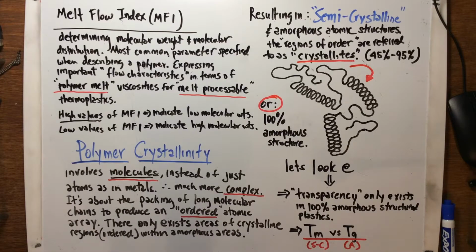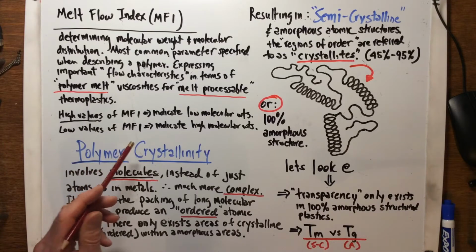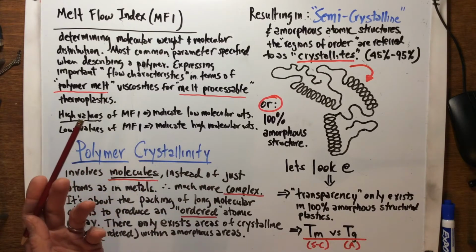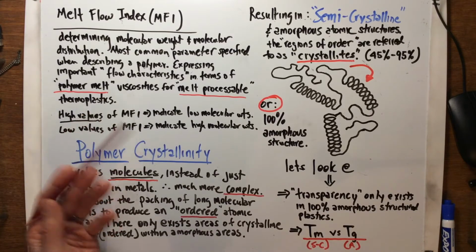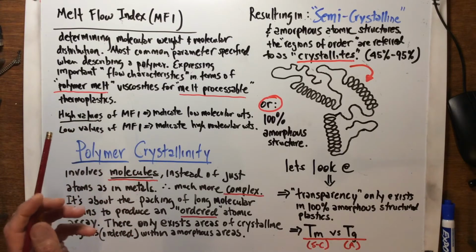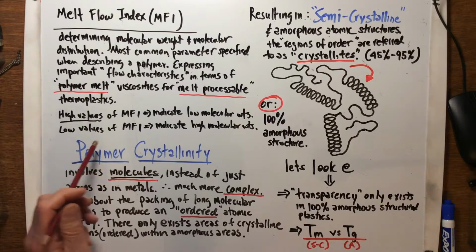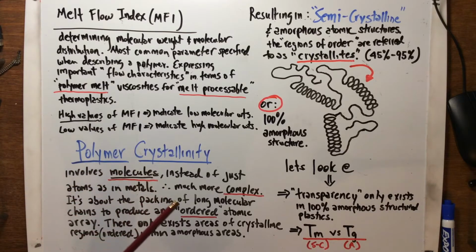And as I said before, when you have high values of that MFI, they indicate low molecular weights, all right, and or a low degree of polymerization. And low values in MFI means that there wasn't very much to get through that small little orifice, and that indicates high molecular weights or a very high degree of polymerization.